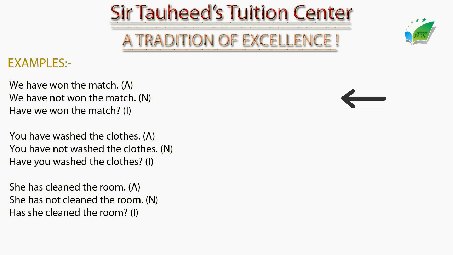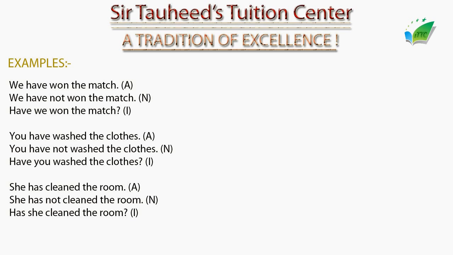This is an affirmative sentence, so if we have to make it a negative sentence, all we have to do is put not after have. So the sentence will become, we have not won the match. And this is a negative sentence. To make this sentence interrogative, we'll put helping verb before the subject. So have will come in the first place. So the sentence will become, have we won the match? And this is an interrogative sentence.